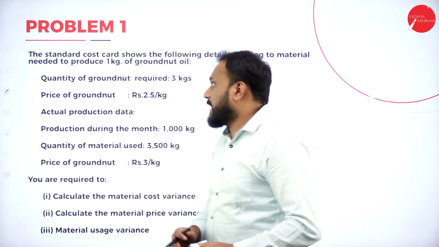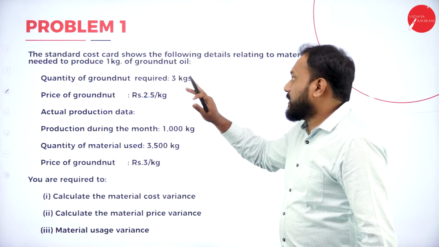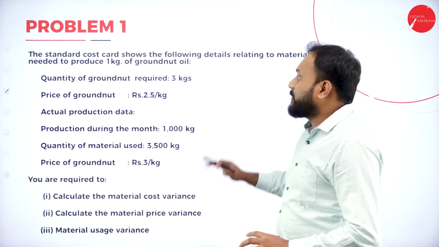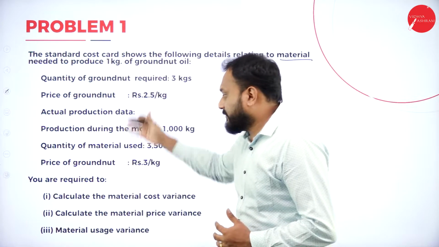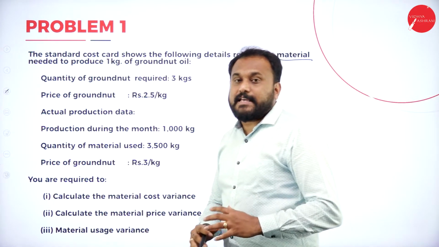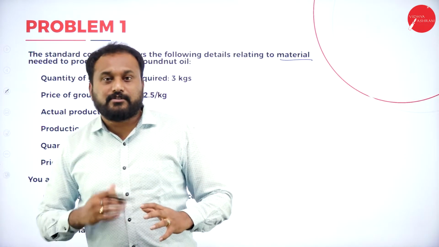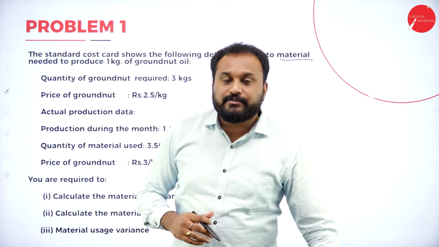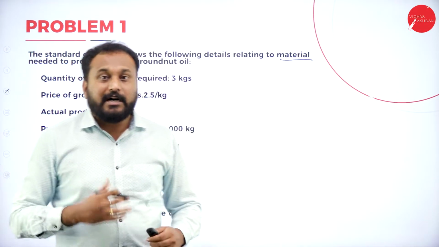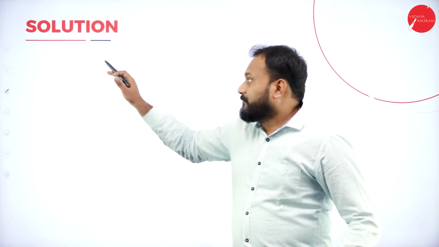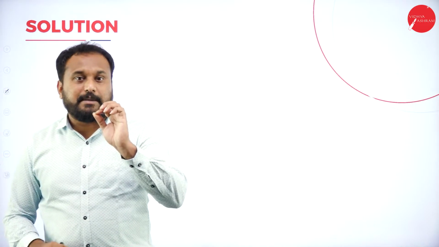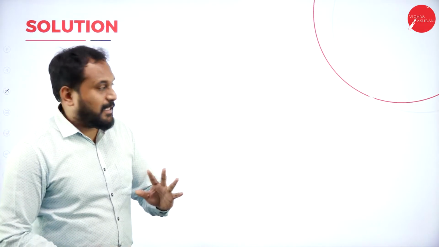The first problem we have. The standard cost card shows the following details relating to the material needed to produce whatever it is. Here, please understand, whenever you go for any solution, my only request is that you need to assume what exactly you are supposed to assume. I'll give you the solution here. We have not seen the question right now, but we are supposed to go with a few steps, which I'll be telling you how to go with.